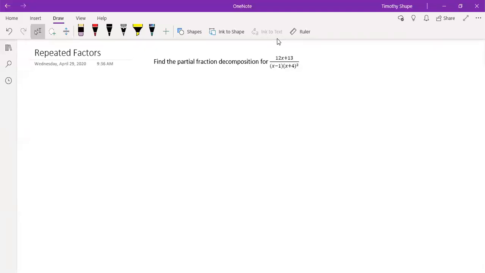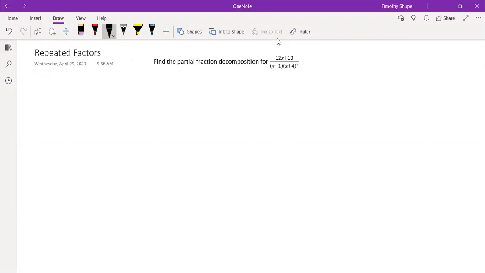So if we look at this example, we want to find the partial fraction decomposition for 12x plus 13 over x minus 1 and x plus 4 being squared. The first thing that I would notice is that that x plus 4 is showing up twice. So when I break this up, I'm going to have to write a couple different fractions. I can't just write two different fractions. I'm going to have to write three.